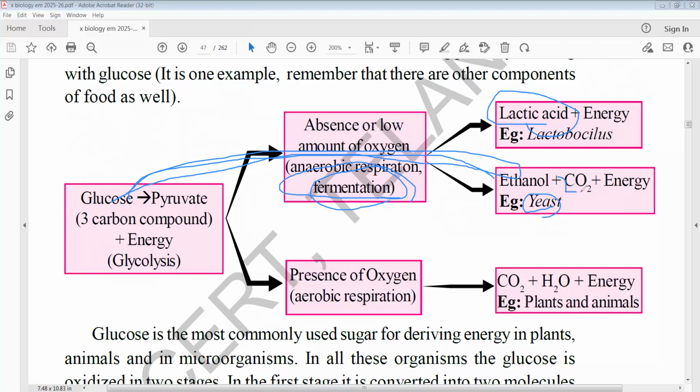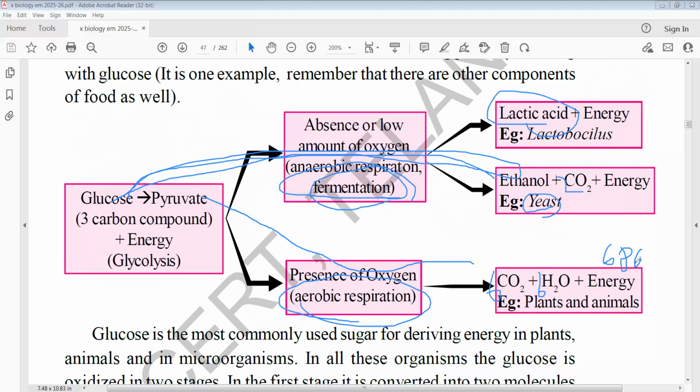So how many CO2s are released? Two CO2s. How much energy? 56 kilocalories. This is the anaerobic respiration. When you come to the aerobic respiration, in the presence of oxygen, pyruvic acid is converted into carbon dioxide. How many carbon dioxide molecules? Six CO2s. How many molecules of water? Six H2O. How much energy? 686 kilocalories of energy is released.